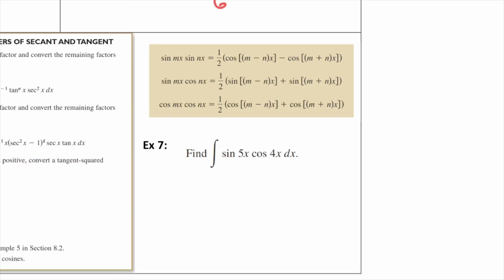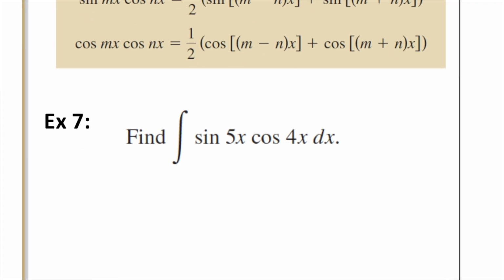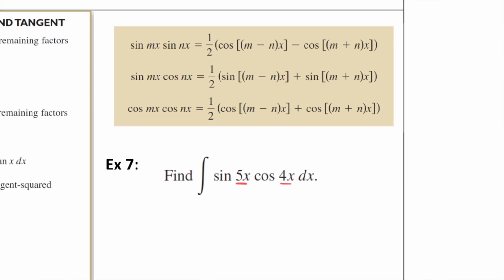So the next set of rules are not actually on your AP exam, but you should know they exist. Take a look at example 7. The sine has the angle 5x and the cosine has the angle 4x. In all the other problems that you've been playing with for the last 2 years, the angles have been the same. But that is not necessarily true.